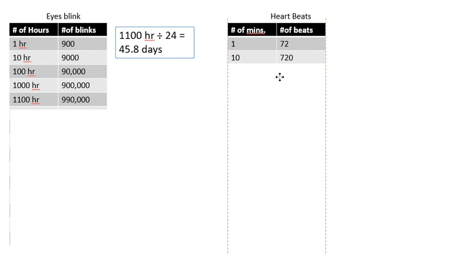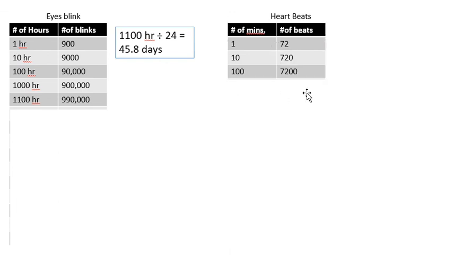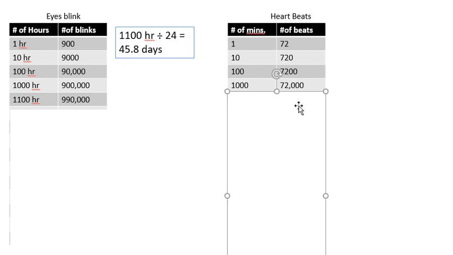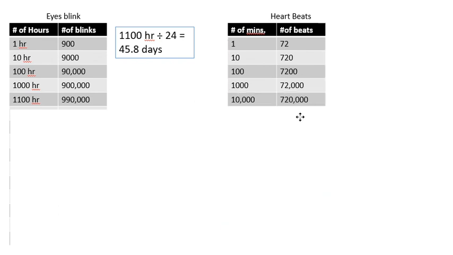We could multiply them both by 10. So for 10 minutes, we'd get 720 beats. For 100 minutes, we would get 7,200 beats. For 1,000 minutes, we'd get 72,000 beats. So you can see we really have to do a lot more here in terms of multiplying. For 10,000 minutes, we would get 720,000 beats. So now we're much, much closer. Let's see how close we can get.